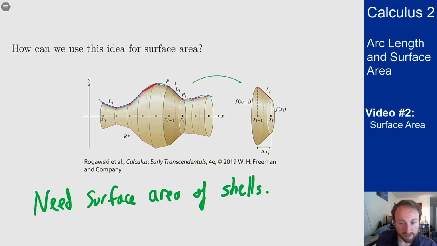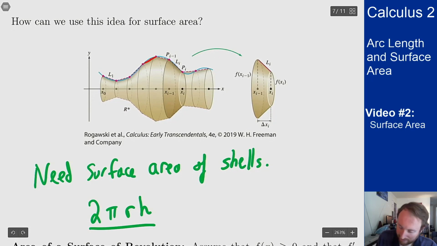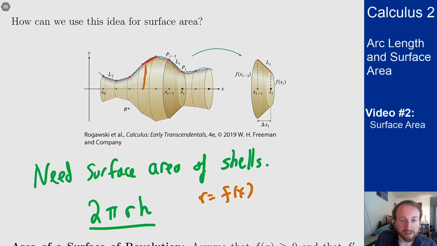Well, the surface area of a cylinder is 2 pi rh. What's my radius here? Well, the radius is the length this way. It's the function value. And what's the height of the cylinder? Well, the height of the cylinder is actually going to be the length of this segment here.